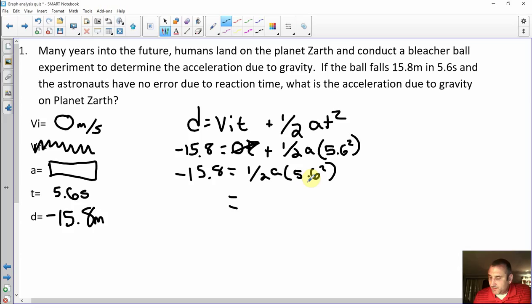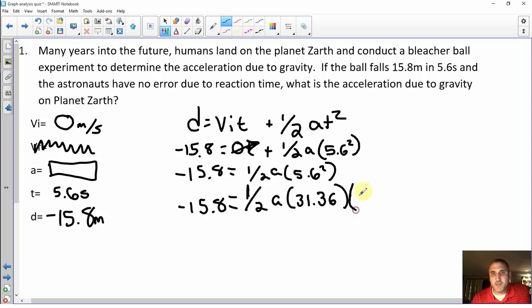If I can get my calculator going, 5.6 squared is 31.36. So 1/2 a times 31.36 equals negative 15.8. Next, we are going to multiply both sides by 2 to get rid of this half.